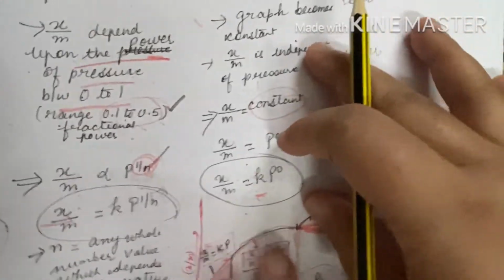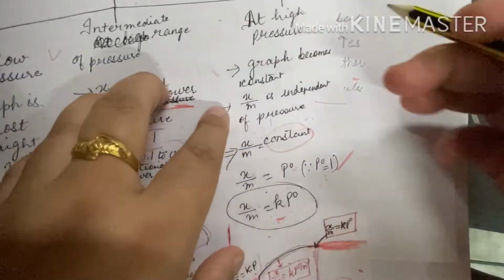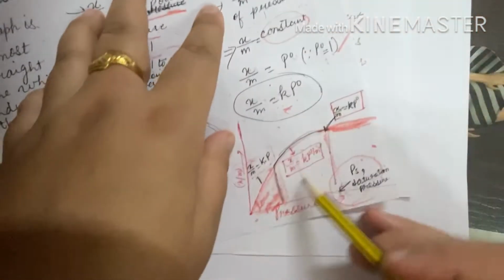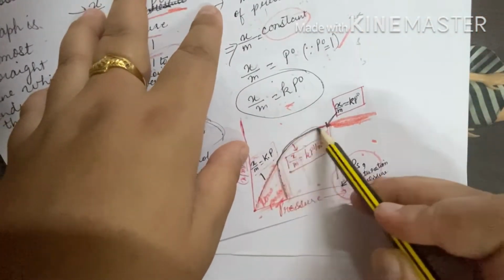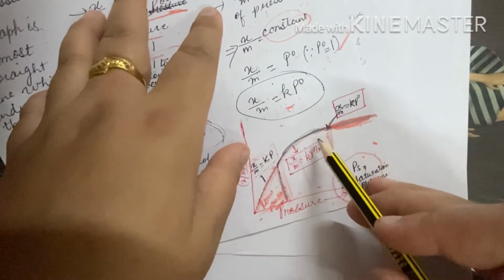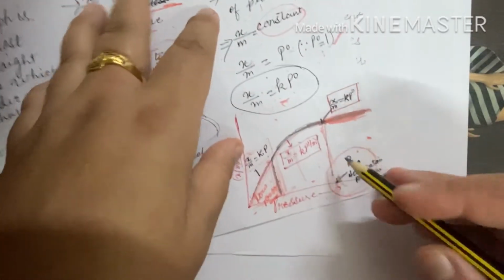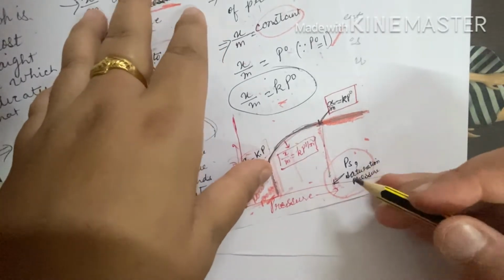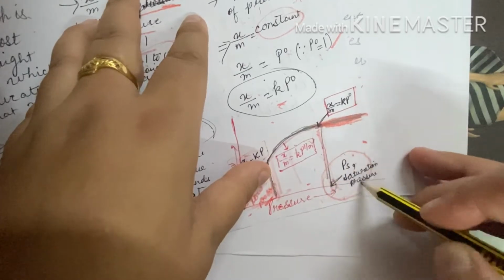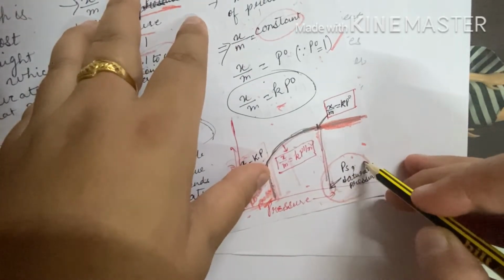Next result was at high pressure. So what happens at high pressure? Your graph becomes constant. It will become like this. So the graph becomes constant when we have high pressure. And we say that pressure is high when it reaches the value PS, your saturation pressure. After this, when you increase the pressure, that will be considered high pressure.